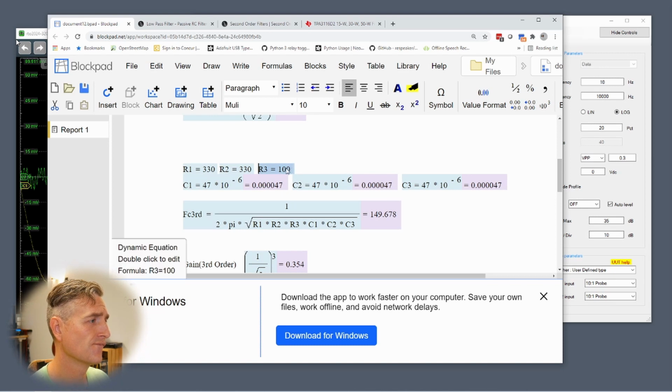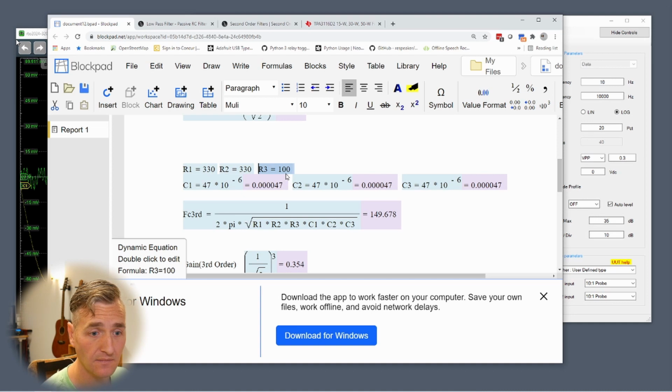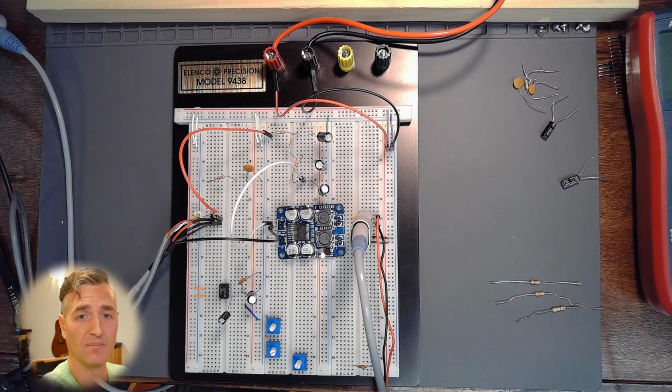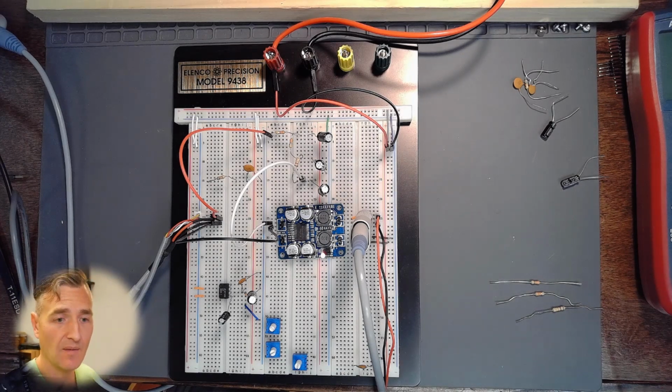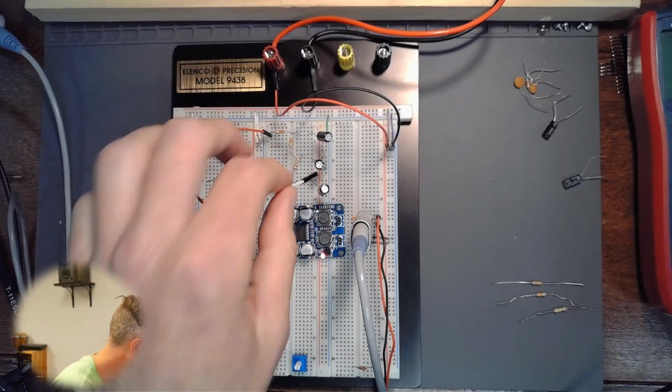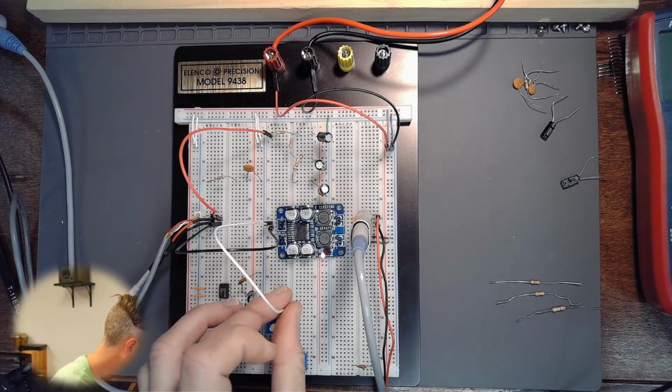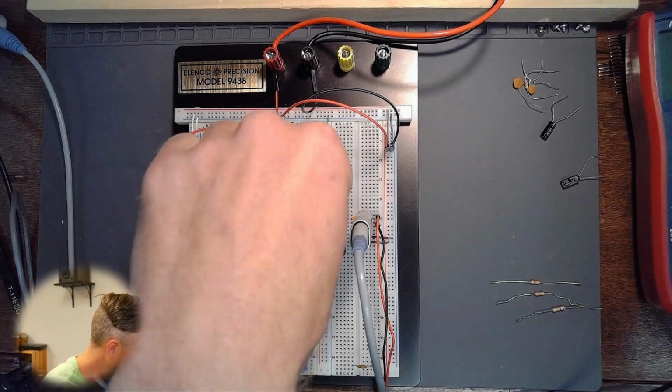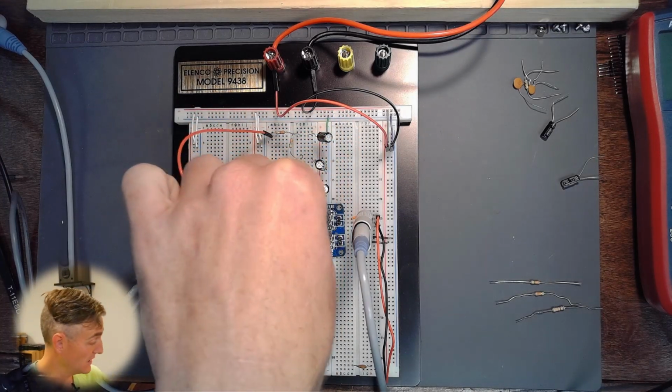Hmm. What have I messed up here? Let me check the board components because I have messed something up. All right, let's disconnect my amplifier so I don't blow out somebody's ears. Mine. By somebody, I mean me.